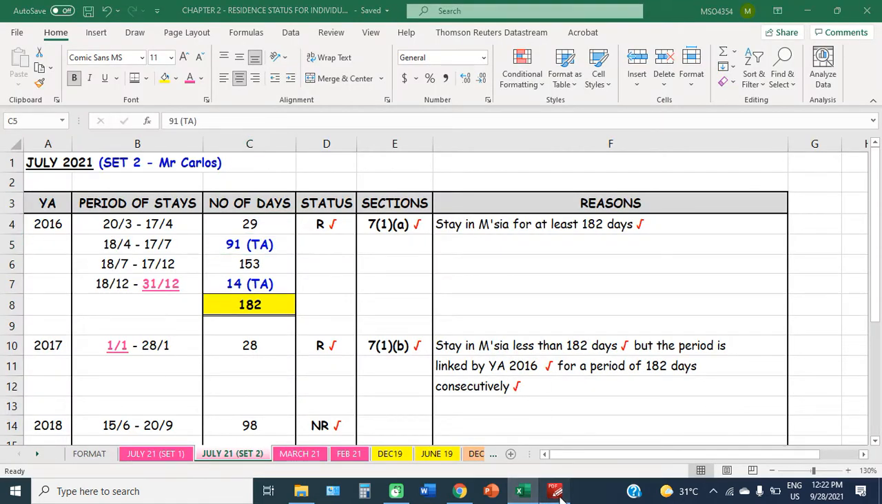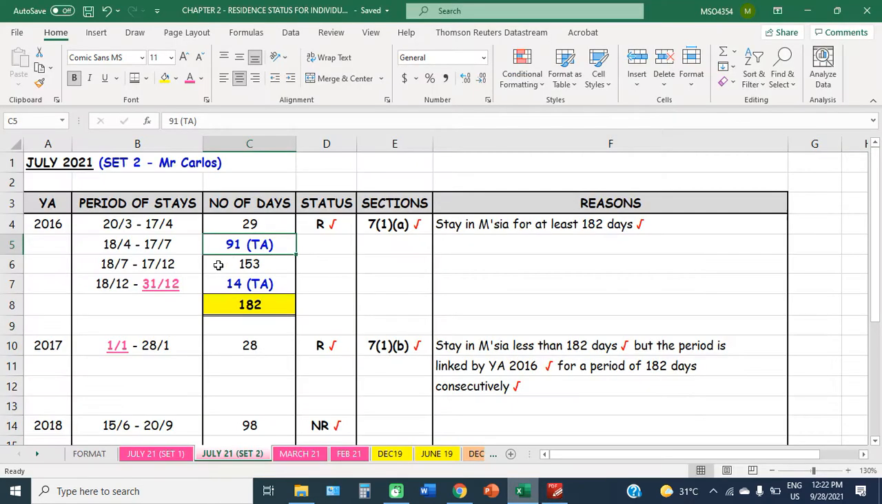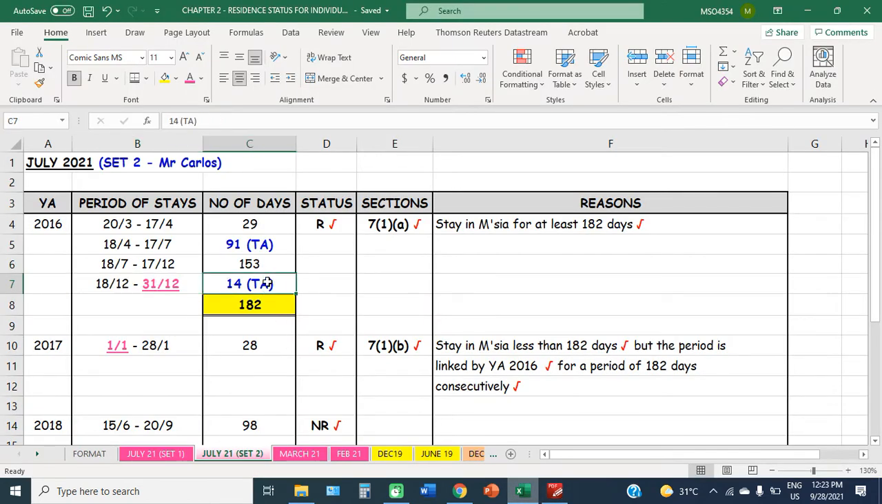Followed by, look at here, 18 July until 31st December. But be careful, because somewhere in this period is our TA. Isn't it? TA starts from 18 December. So meaning to say you should record here 18 July until before 18 December, which is 17 December. Last but not least is our TA, 18 December until the end of the year, 31st December. Done. Next, let's compute our number of days.